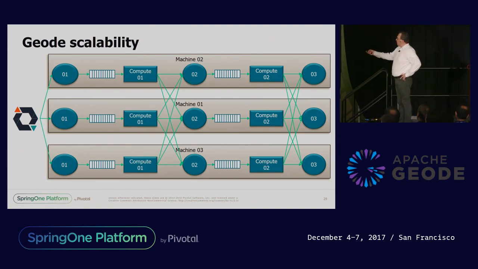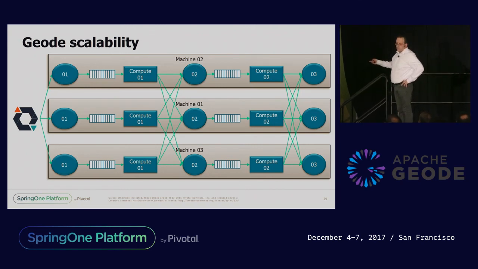Just to come back on one point, if we use the collocation, the arrows between the machines have to disappear, of course.